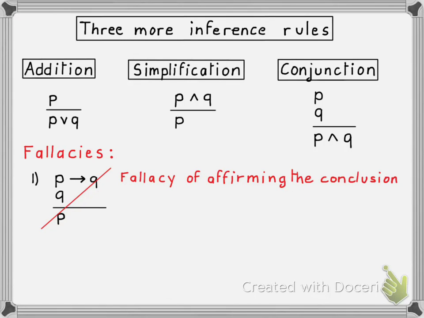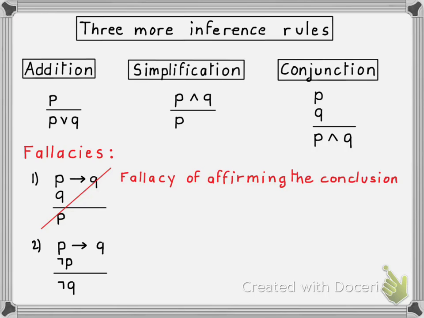Let me point out a second form of invalid reasoning or fallacy, which goes like this. Start with the same conditional, P implies Q. Assume that's true, and then assume that not P is also true. This reasoning would then infer that not Q must be true. So this fallacy says, if P implies Q, and you know that P is false, then you can infer that Q is false. I will let you use a truth table to show that this reasoning is not valid.